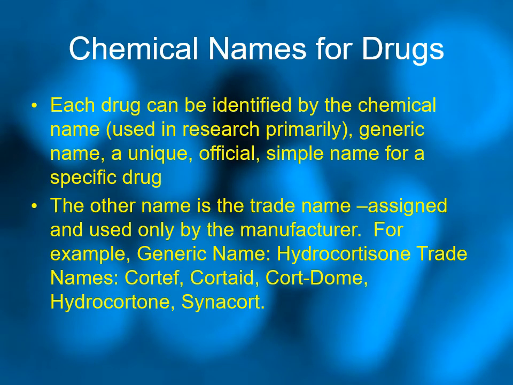Each drug can be identified by a chemical name, which is used primarily in research, a generic name, a unique, official, and simple name for a specific drug, and the other name is the trade name, assigned and used only by the manufacturer. For example, the generic name would be, say, hydrocortisone. Trade names could be Cortef, Cortate, Cordome, Synacort. All different names that relate to the same thing, but make it easier for the patient to remember.